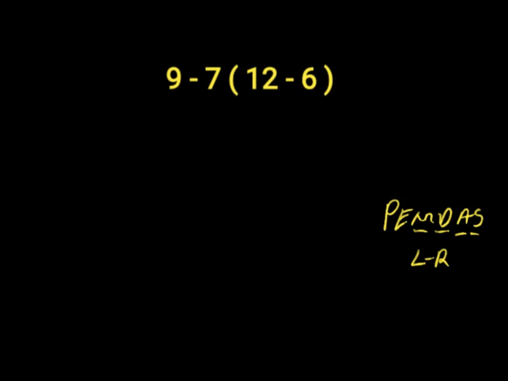First of all, we are going to work with our parentheses, which is 12 minus 6. 12 minus 6 will give us 6. Then we have 9 minus 7. Remember, in mathematics, if a number is close to a parenthesis, know that there's a multiplication sign in between. Now, we are going to work with our multiplication first because it comes before subtraction.